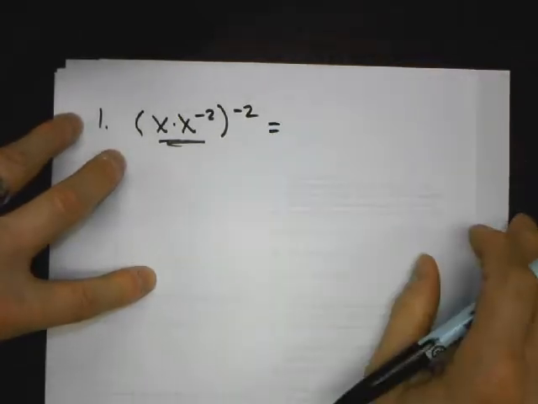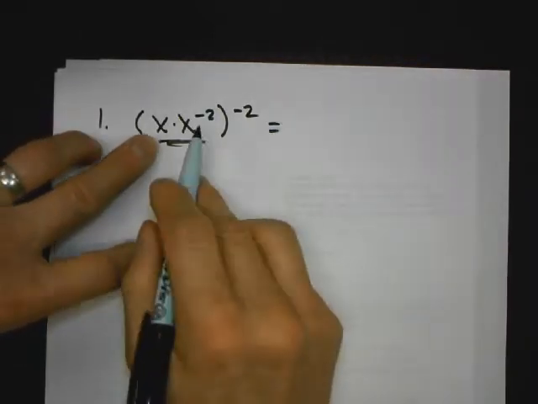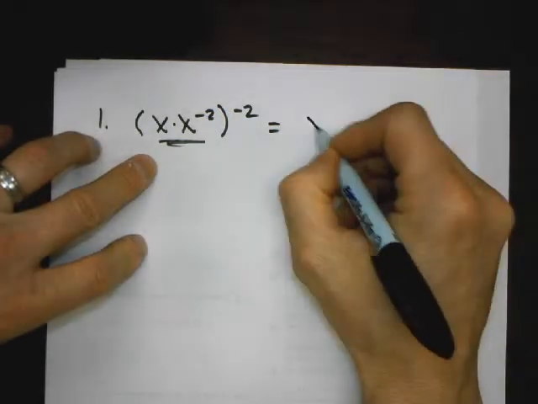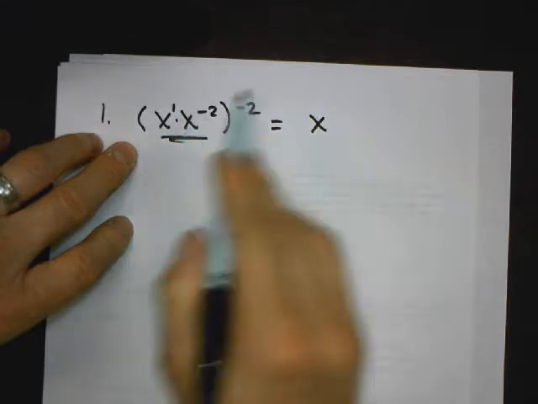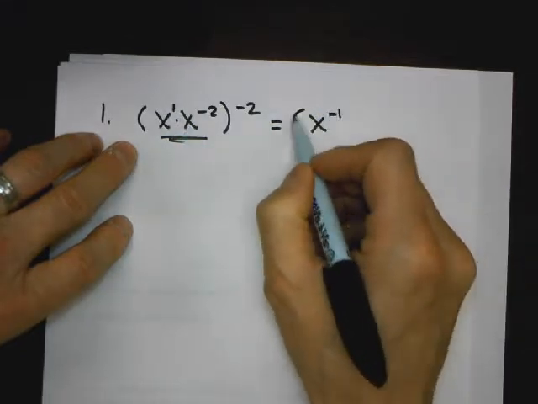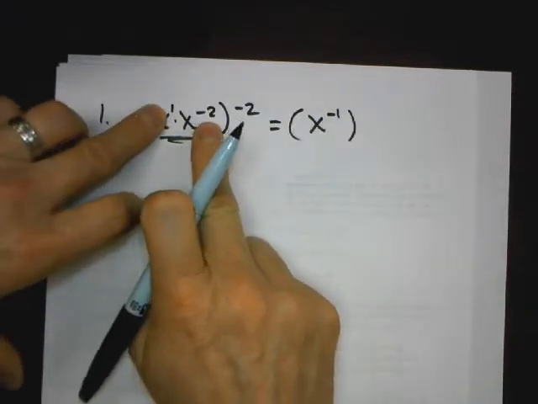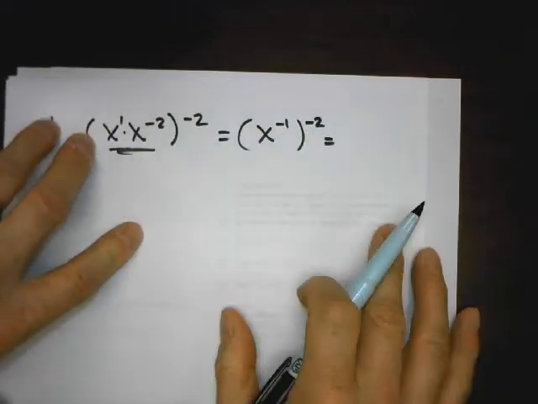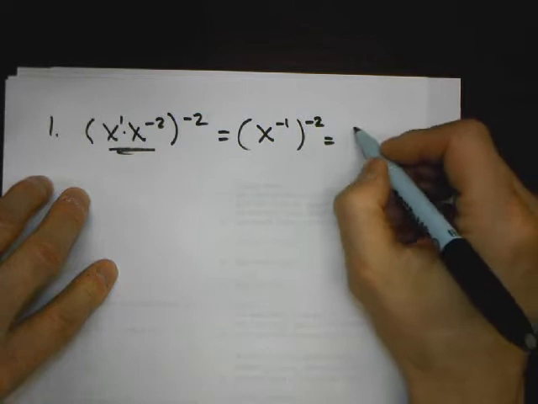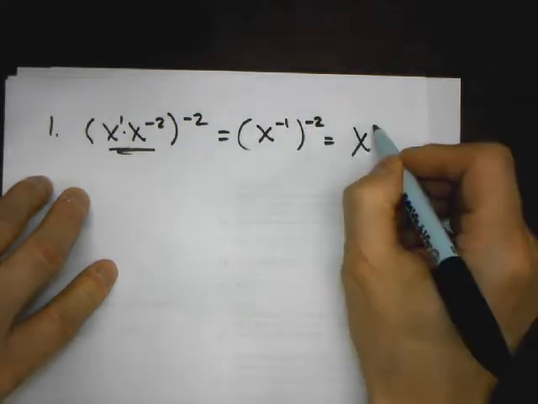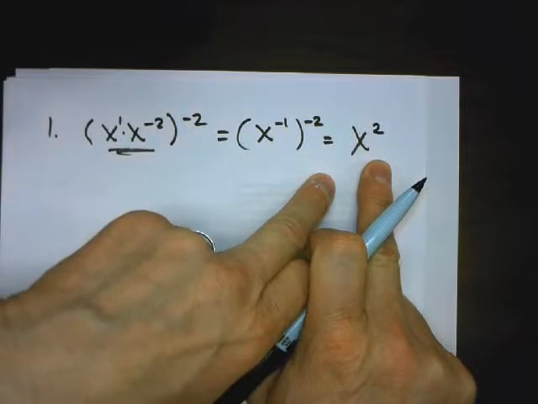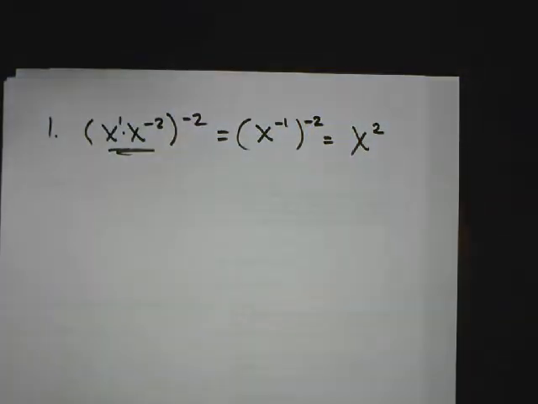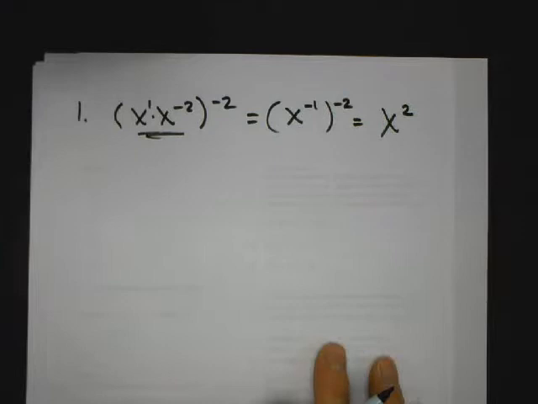This is not the only way to do it, it's just the simplest. So I take these two, I copy the base, and I add the two exponents. There's a 1 there. So 1 plus negative 2 equals negative 1. So I copied the base and I added the exponents. Now, when I have power next to power, that's when I multiply. Negative 1 times negative 2 is positive 2. So this expression simplifies to x squared. So we need to find all the other expressions on there that are the same as x squared.